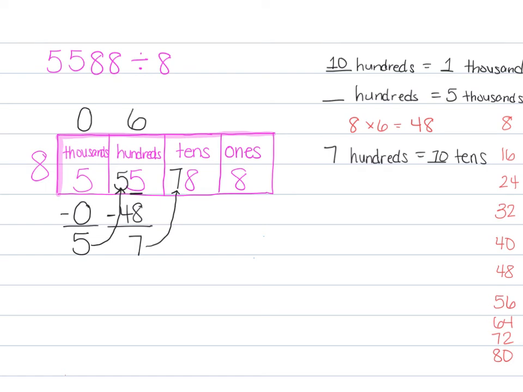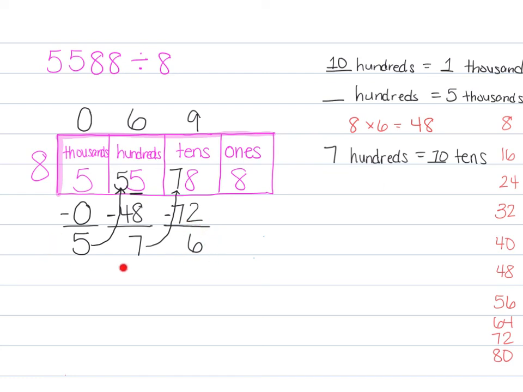So where will the 9 go? Above the tens. 9 tens in each group. 9 times 8 is 72. We used 72 tens. Now we're going to take away those 72 tens. 8 minus 2 is 6. And 7 minus 7 is nothing. So now we have 6 tens left over.